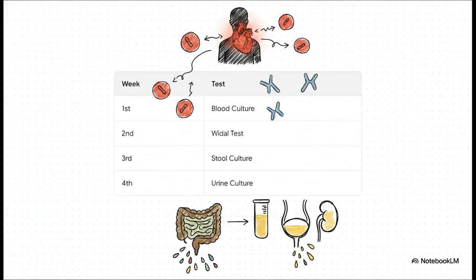Week 1, you order a blood culture. Week 2, as the immune system wakes up, you check for antibodies with the Widal test. By week 3, as the pathogen is shedding heavily from the biliary tract into the gut, you go for a stool culture. And finally, in week 4, you order a urine culture.